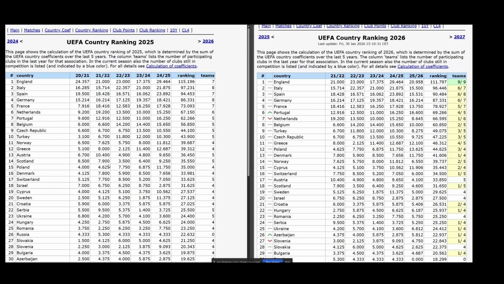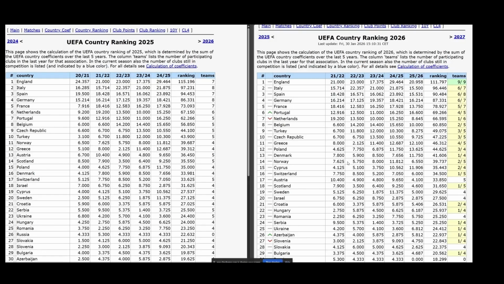Here, the rankings on the left show the end of last season, and on the right, we can see the current midway status after the league stage and before the knockout games begin on Tuesday. We can see big changes already, as Portugal has overtaken Netherlands for an extra Champions League spot, and Poland and Denmark have entered into the top 15, pushing out Scotland and Austria.